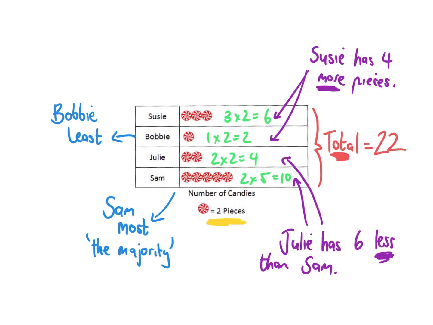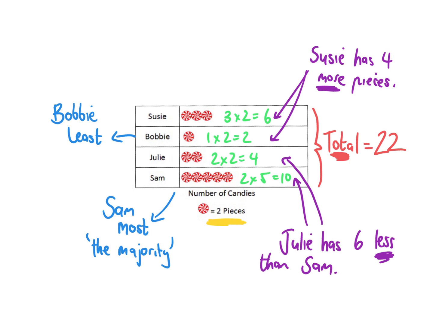When I'm analysing data, I always start off by looking at the key or the legend. We can see that 1 piece of candy on the picture graph is equal to 2 pieces. That's the first thing I look at. I look at the legend. Then I analyse and I think, okay, who has the most? Who has the least? Then I look at the total.